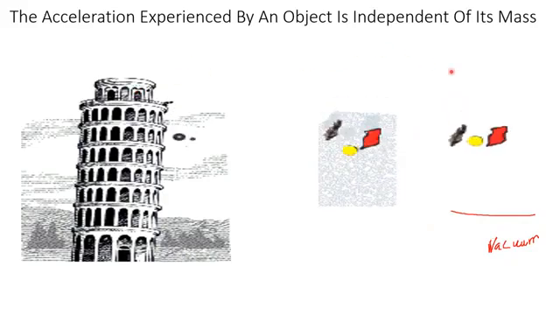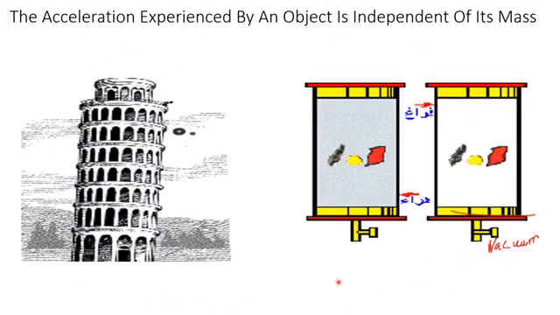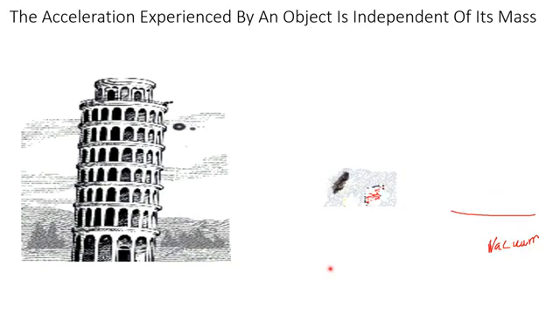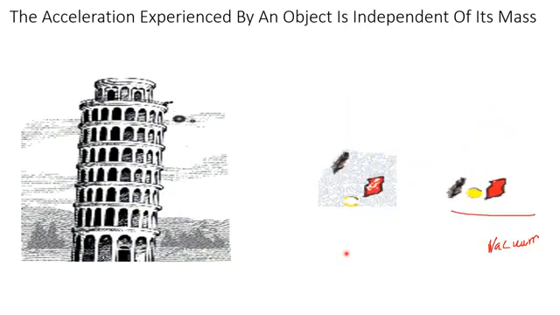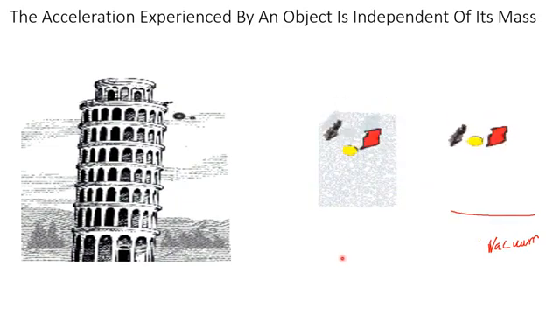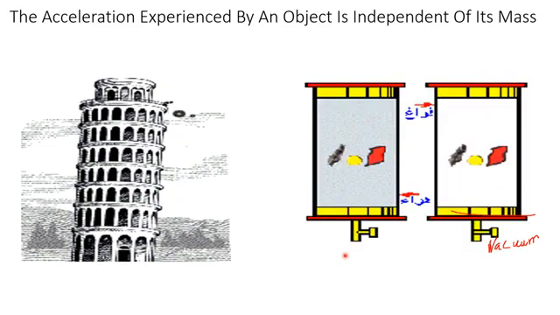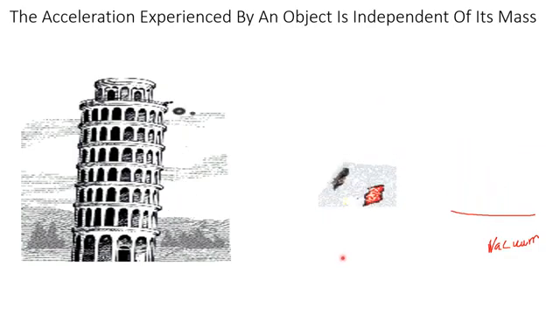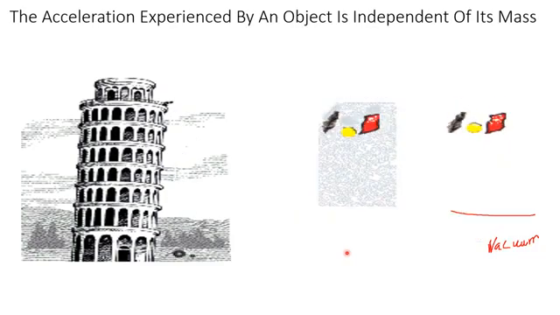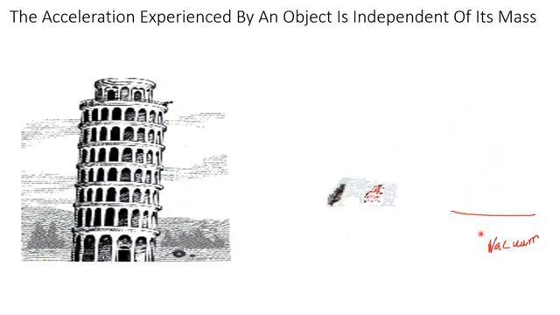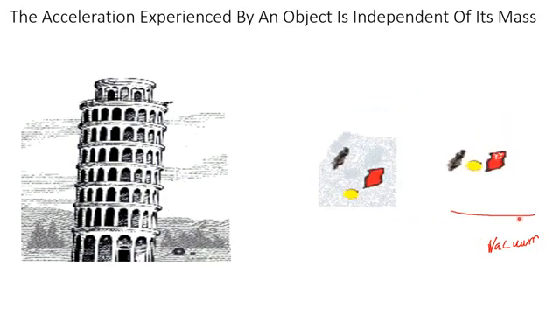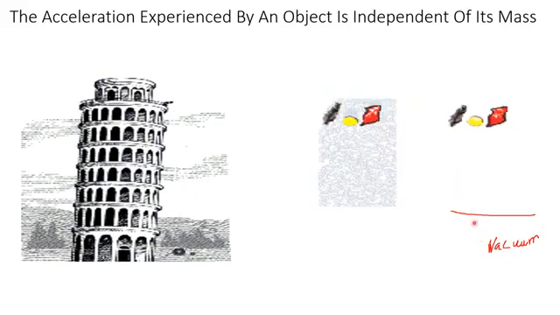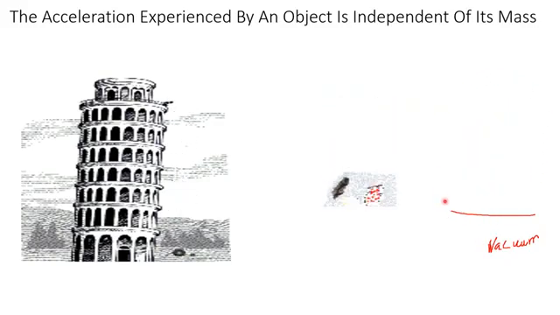So these two experiments show that the acceleration experienced by a free falling object is 9.8 meter per second square, irrespective of the mass, and the body is going to touch the ground at the same time. But this is possible only, as we can see in this experiment, when we remove the medium. In experiment 2, the medium over here is air.